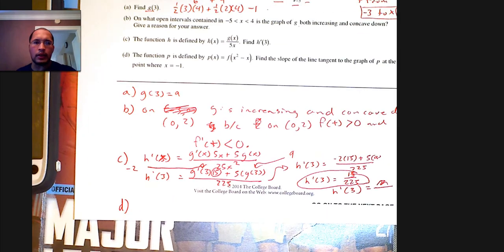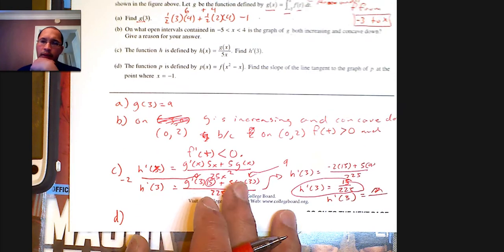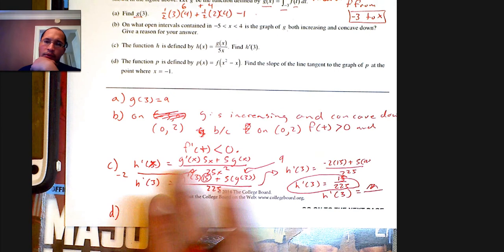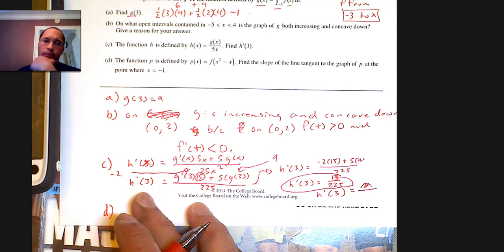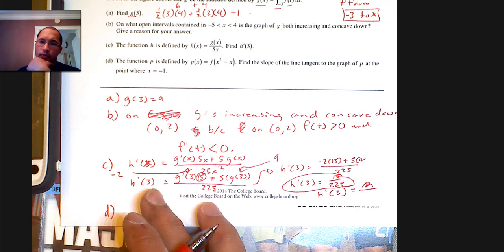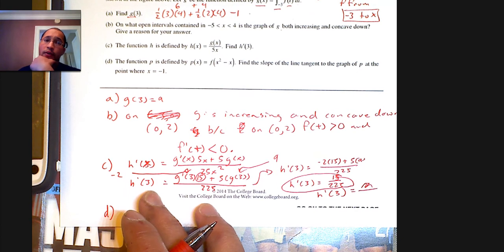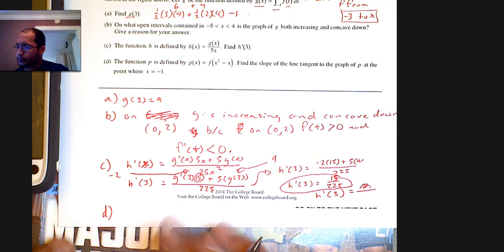Okay. So the function p is defined by p of x equals f of x squared minus x. Basically, you need to plug x into x squared minus x, then plug it into f. Find the slope of the line tangent to the graph of p at the point where x equals negative 1. Oh my gosh, so that's a chain rule, okay?